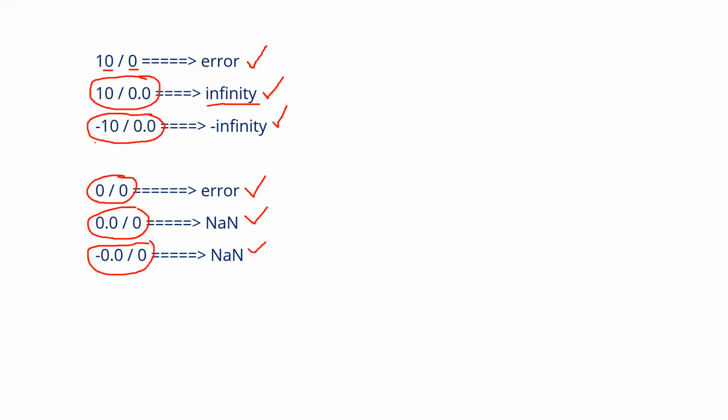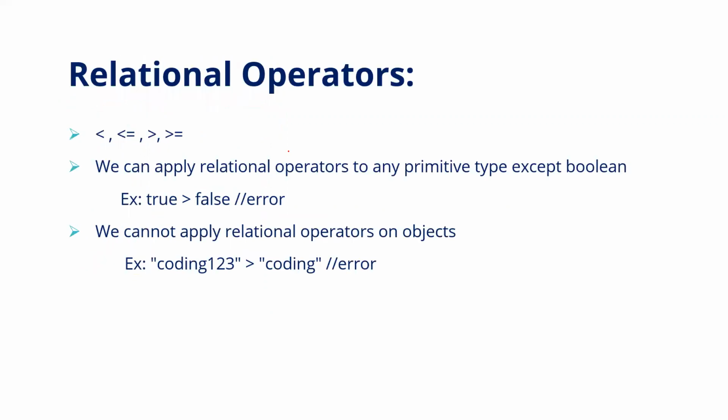Observe these two points. Whenever I am dividing by 0, if any one of the numbers is a floating point number, I will get positive infinity or negative infinity. If both the numbers are 0 and any one of the numbers is a floating point number, then in that case I will get not a number. Let me go to the next slide.